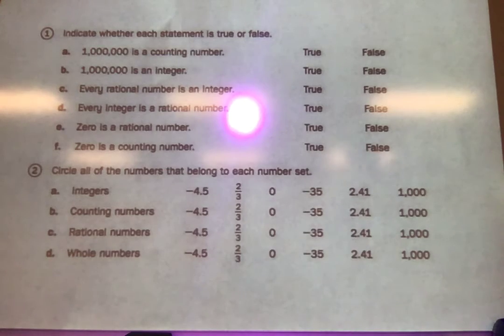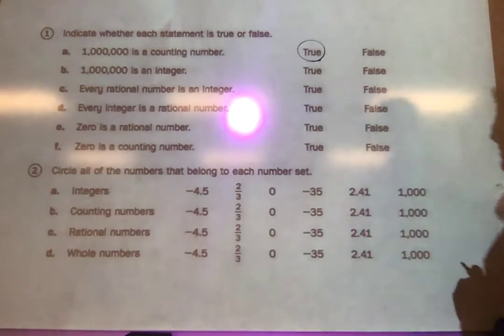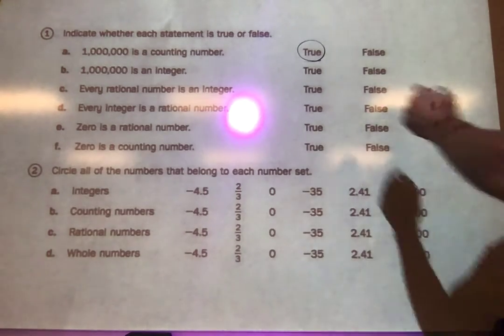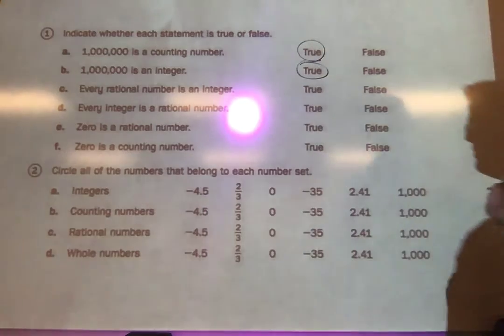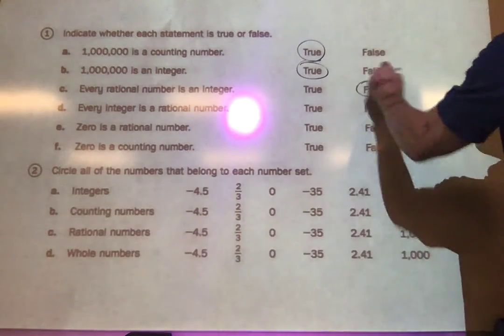Question A, a million is a counting number. It is a number that I could count if I had to count that high. You could see it and count that many if you needed to. Question B, a million is an integer. Again, that is also true because an integer is any whole number or its opposite, and we know a million is a whole number.